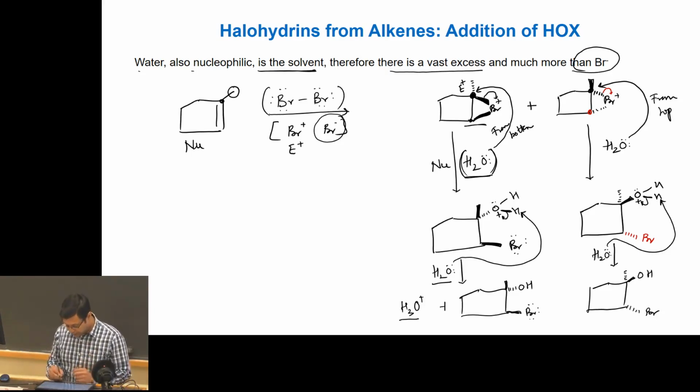Now as you can see, these two products are enantiomers. At every single chiral center, they have opposite configuration. And you're going to form equal amounts of both of these enantiomers, so you're going to result in a racemic mixture.